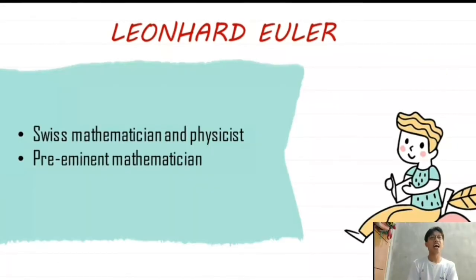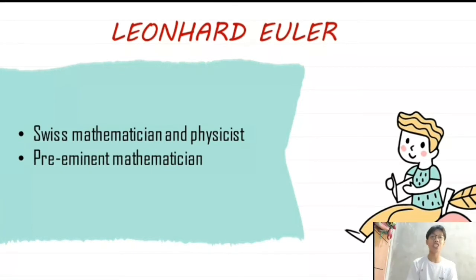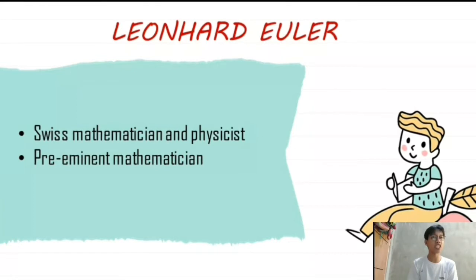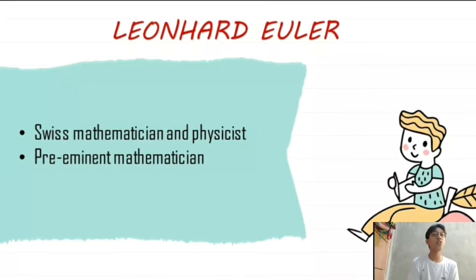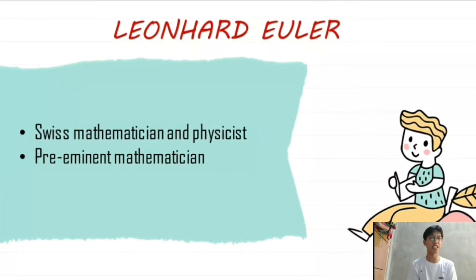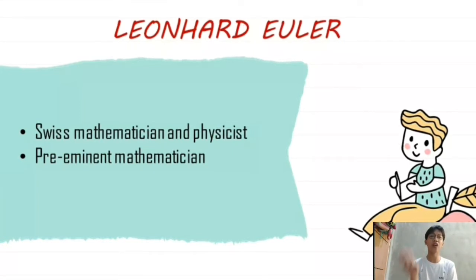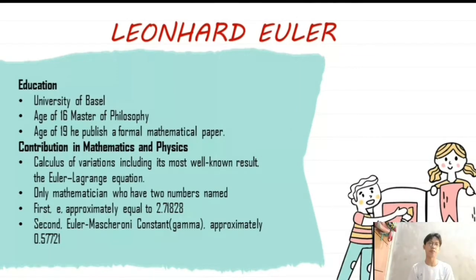May I ask from the class, who is Leonardo Euler? Yes, he is a Swiss mathematician and physicist. He is also a preeminent mathematician of the 18th century. He's one of the greatest mathematicians that ever lived. His contribution was well recognized and well defined in different forms of mathematics, specifically in calculus, number theory, geometry, trigonometry, and so on. Leonardo Euler's education.